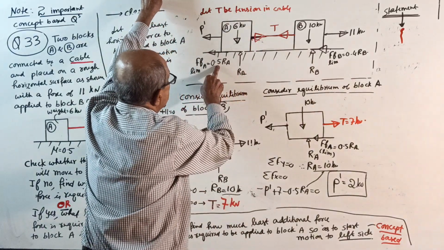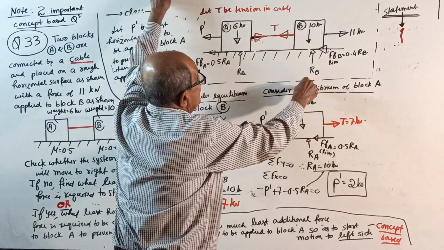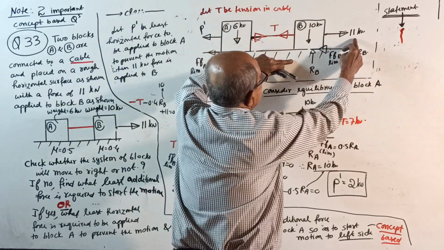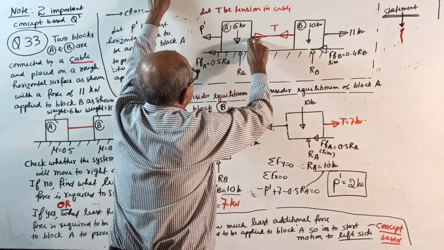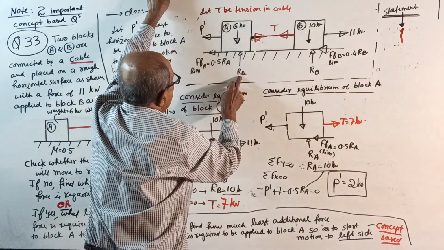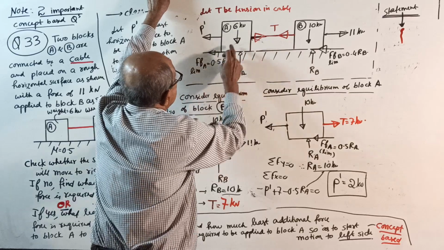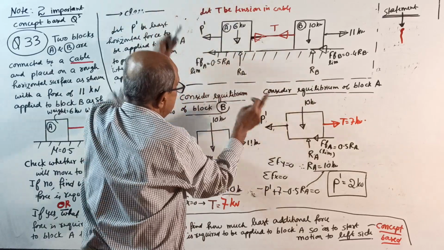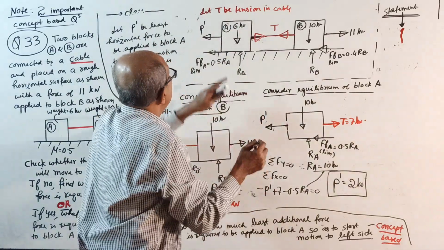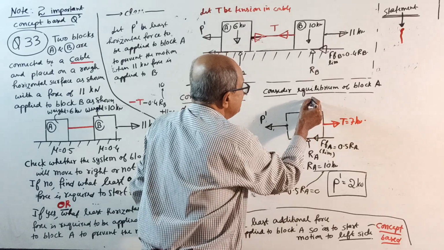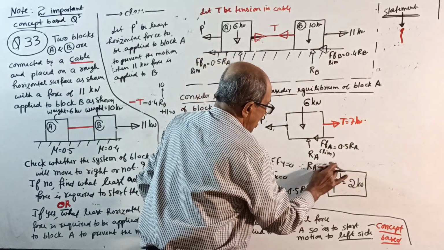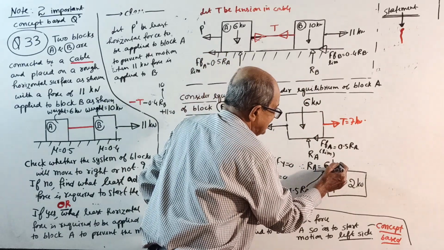6 into 0.5 is 3. Here, 10 into 0.4 is 4. 4 and 11 means 7. If it is 7 here, RA is 6. 6 into 0.5 is 3. Oh, see, mistake is there. I know, it is 6 kilonewton. See, I was wondering why it is happening. Okay, 6 kilonewton. Luckily, that's why I always check.